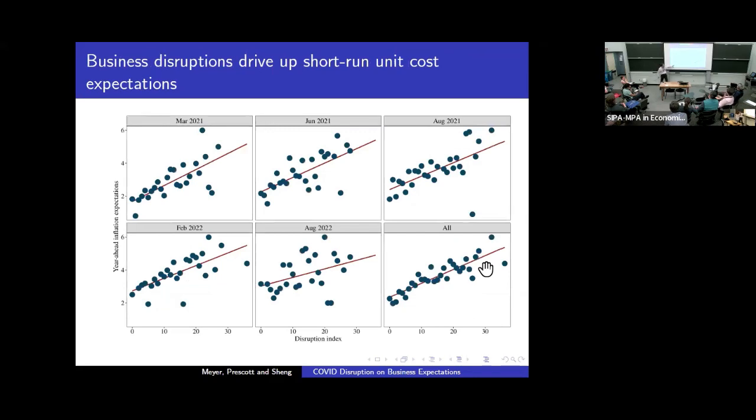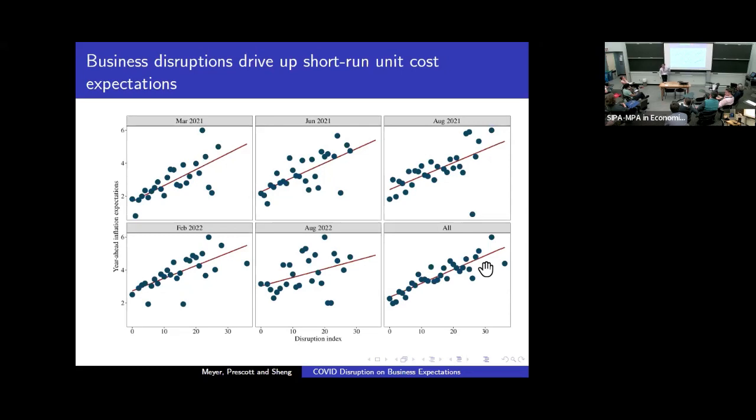Here's a summary. Here we plot the firm disruption index, averaged across all firms. Remember, the highest value could be 44 if there's 100% disruption in all 11 categories. We plotted the firm disruption index against their year-ahead unit cost expectations. You see a very high and positive relationship.